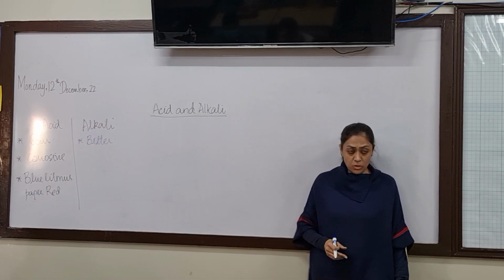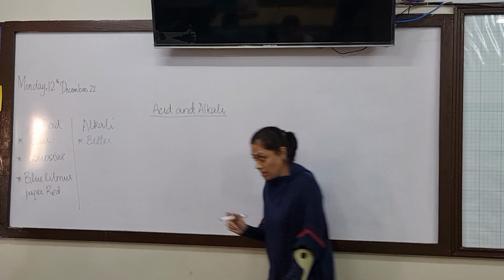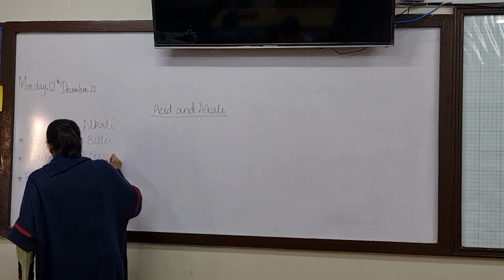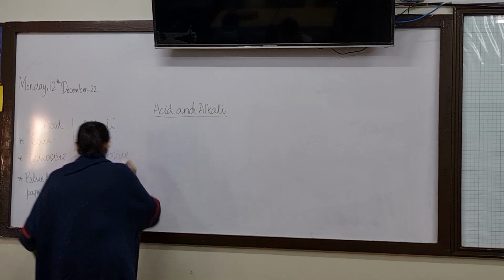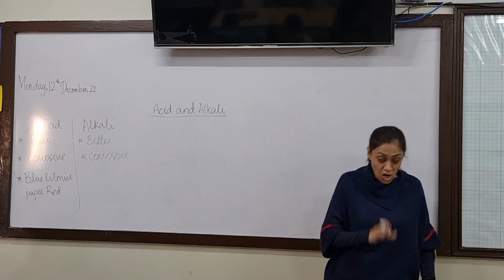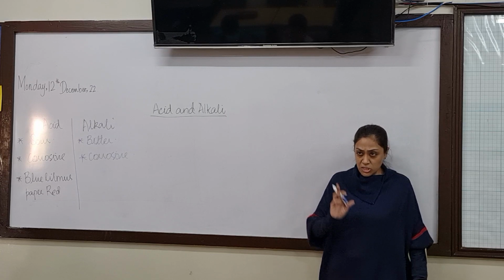Yes, Izan, what could be the second one? It can also be corrosive. Yes, so when we come across this property that something is corrosive, we are not allowed to touch or taste this type of chemical. So what is the third one?